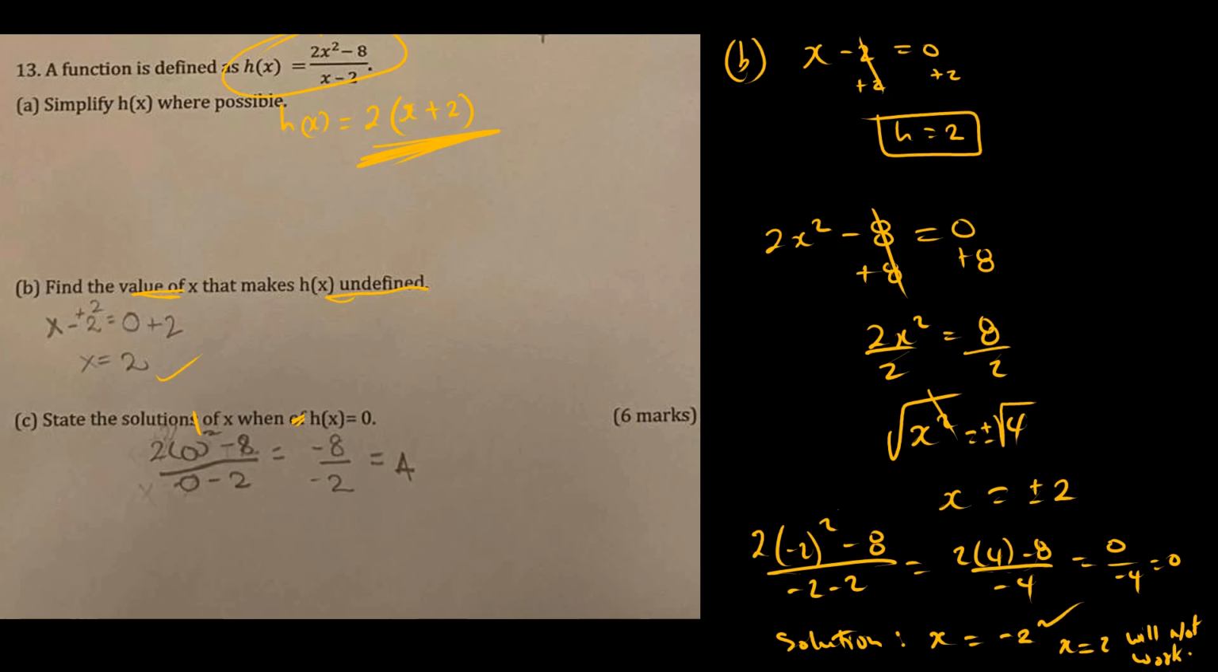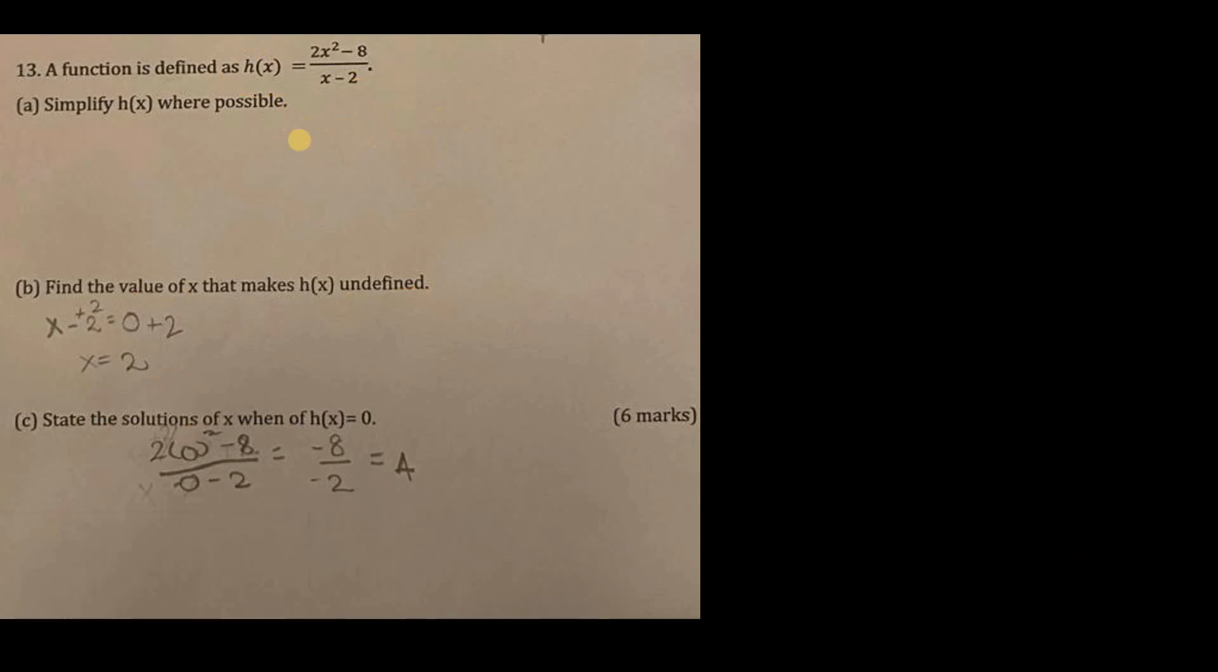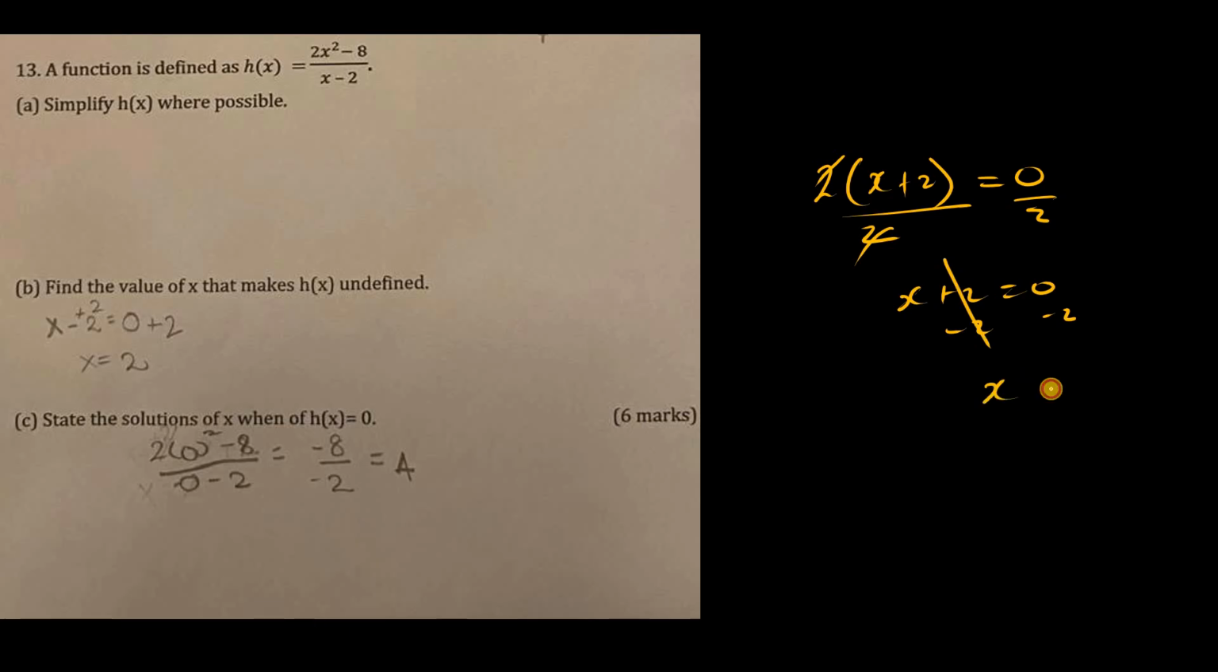Now, of course, we could have cancelled out the denominator and ended up with 2 times x plus 2, then set that to 0 and found the value of x. We divide both sides by 2, this cancels out, leaving us with x plus 2 equals 0. Then we subtract 2 from both sides. x equals negative 2. So this only has one solution.